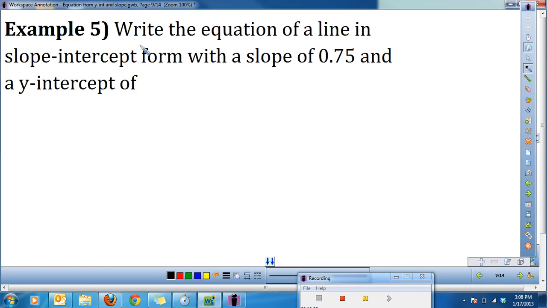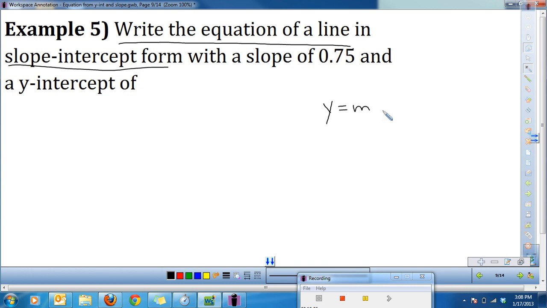Okay, we're going to do one more example. It says write the equation of a line. So I know I want to write an equation in slope-intercept form. So I know it's going to look like y equals mx plus b. I know I need m. I know I need b. With a slope of 0.75, so my slope is 0.75, and a y-intercept of, let's say a y-intercept of 3. All right, so my b is 3.